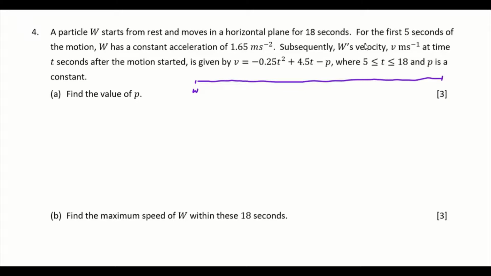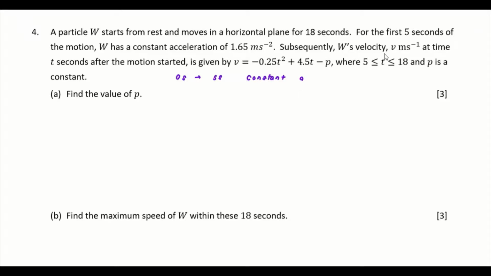For the first 5 seconds of the motion, W has a constant acceleration of 1.65. So it starts from rest with a constant acceleration, and maybe it reaches somewhere here. We can imagine that from the time 0 second to 5 second, it is moving with a constant a. That is important because it tells you that you can use the SUVAT formula from the time 0 second to 5 second.